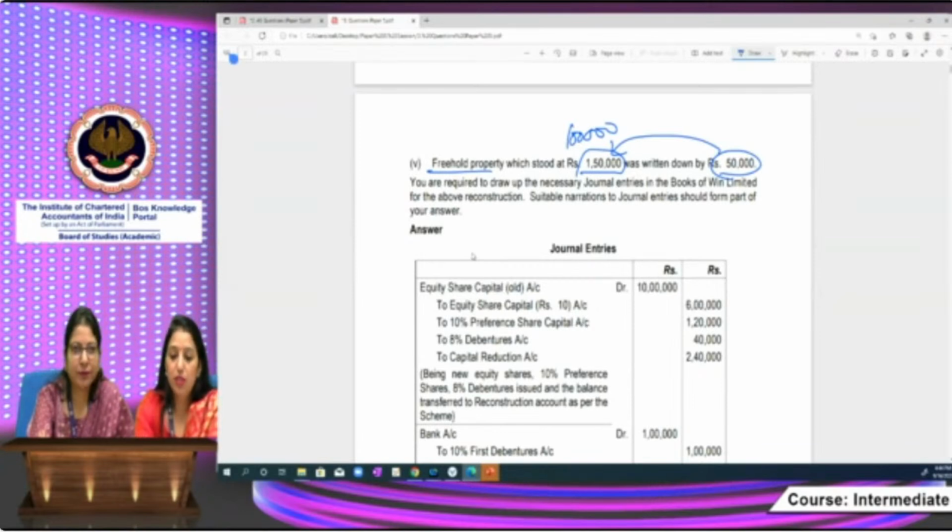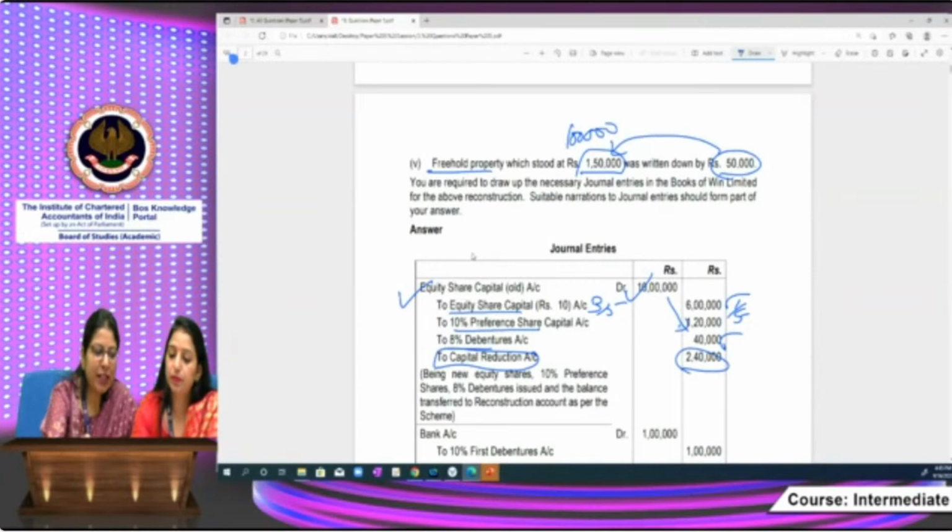As per the information, the equity shareholders whose capital was 10 lakh will receive equity share capital of 3/5, that means 6 lakh, and 10% preference share capital of 1/5 of 6 lakh, that means 1,20,000. The 8% debenture amount of 40,000 is already provided, and the difference will go to the capital reduction account.